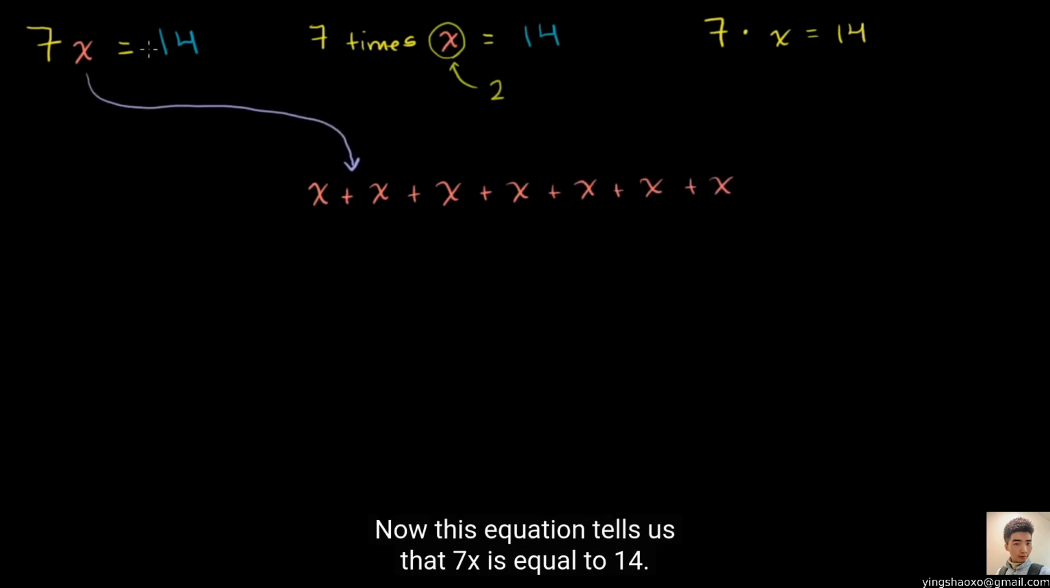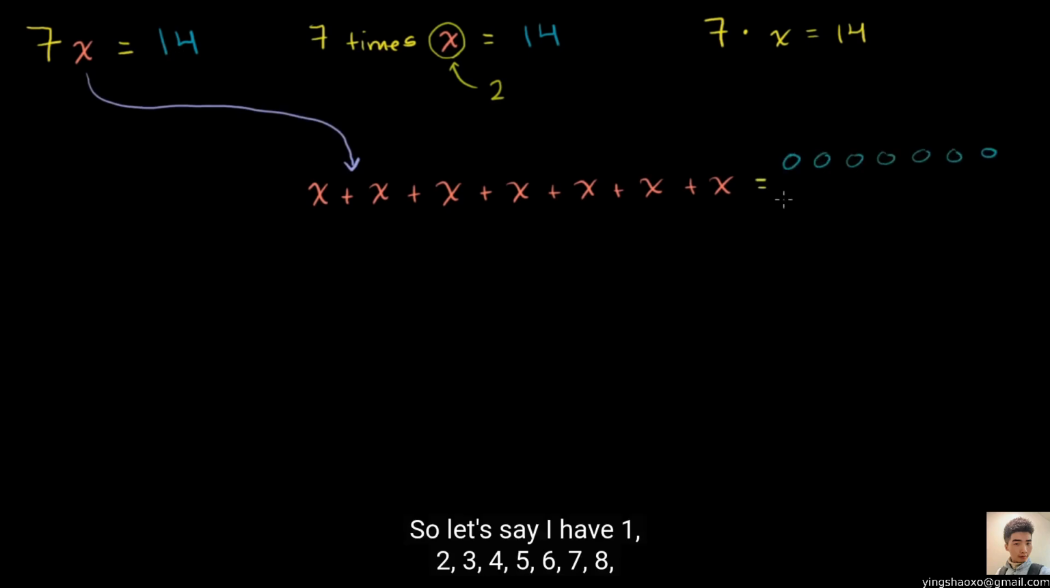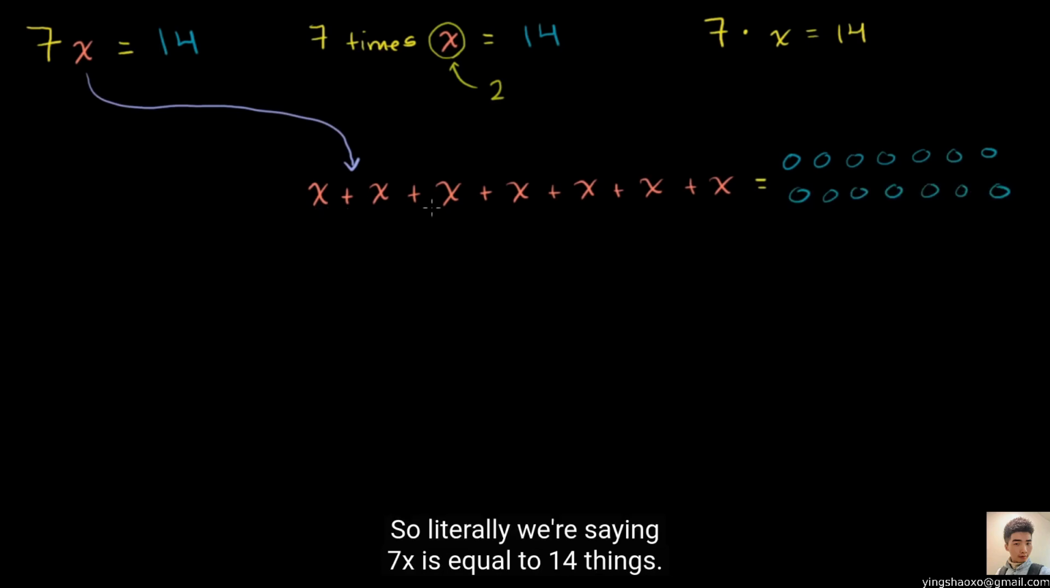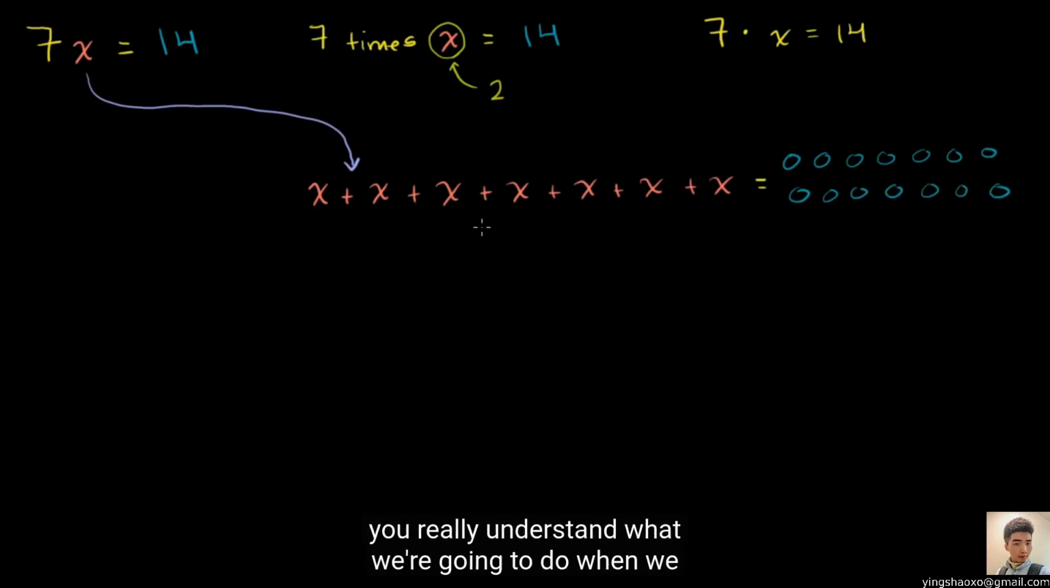Now, the equation says 7x is equal to 14. So let's say I have 1, 2, 3, 4, 5, 6, 7, 8, 9, 10, 11, 12, 13, 14. So literally we're saying 7 x's equal 14 things. These are equivalent. Now the reason why I drew it out is so that you really understand what we're going to do: divide both sides by 7.